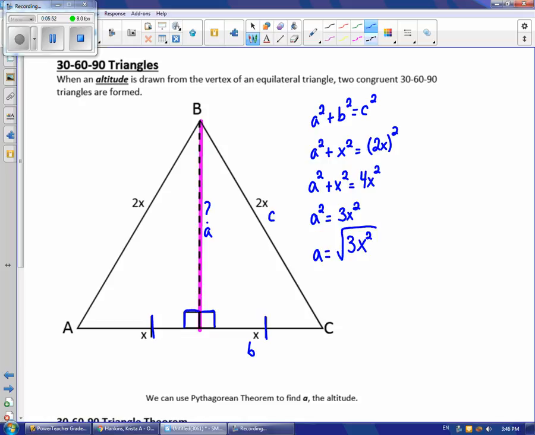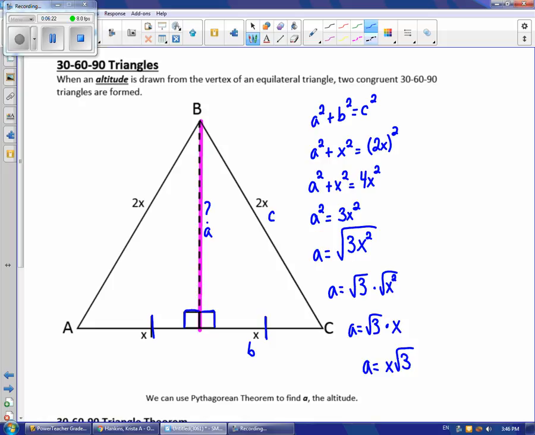Okay, now 3x squared is the same as 3 times x squared. So I can rewrite the square root of 3x squared as the square root of 3 times the square root of x squared. Okay, square root of 3 can't be simplified anymore. But when I take the square root of x squared, they cancel out and I'm left with just an x. So the proper way to write this is to put the x in front of the radical.